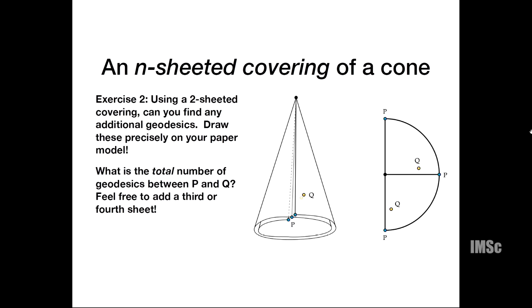What is the total number of geodesics between P and Q? Now you can add more sheets if you want. You could add a 3rd sheet, you could add a 4th sheet. So what is the total number of geodesics going to be? Take a moment and think about this. Maybe work it out with pencil and paper. Let's take 1 minute and tell me how many unique geodesics you will get.